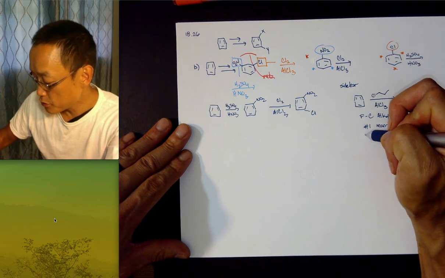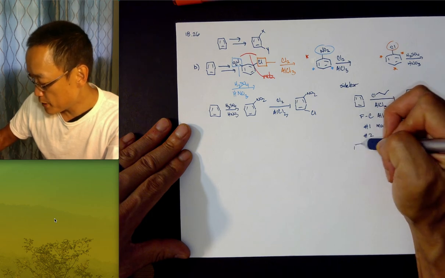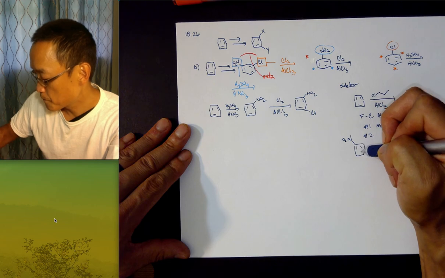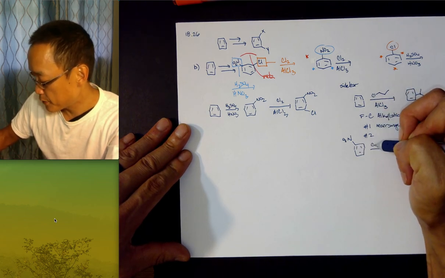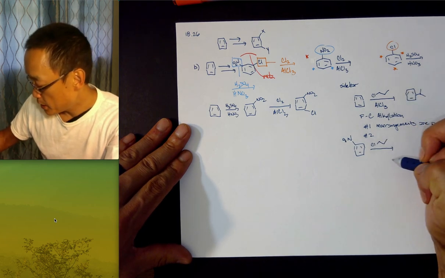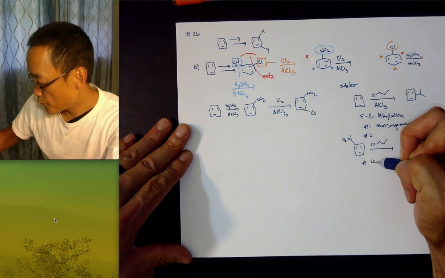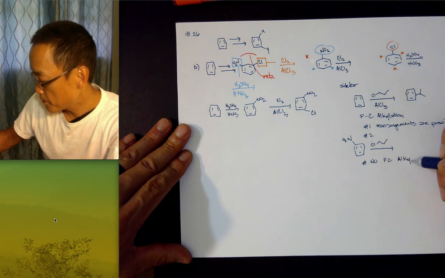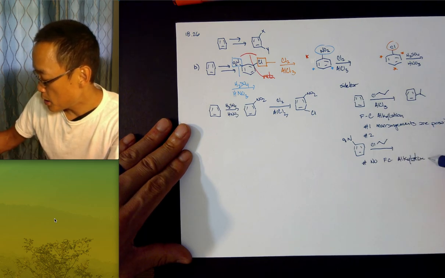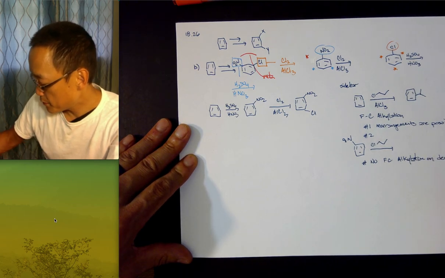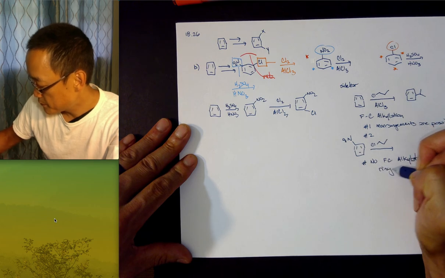And then number two is if we have a deactivated ring and we try to conduct a Friedel-Crafts alkylation on that deactivated ring, no Friedel-Crafts alkylation on deactivated rings. This is number two.